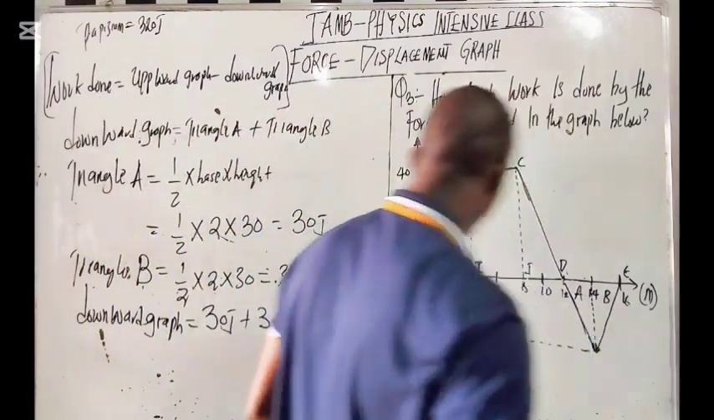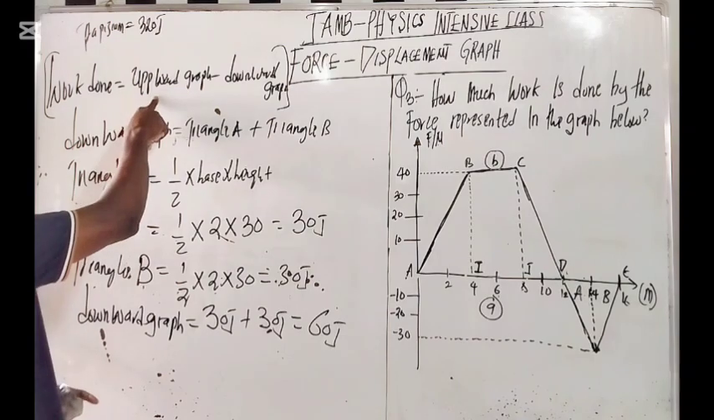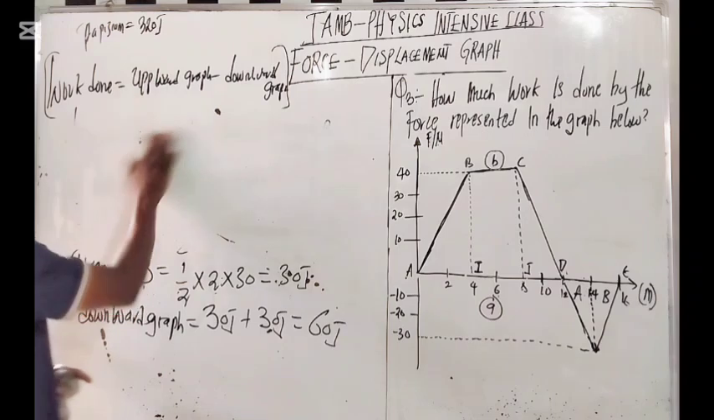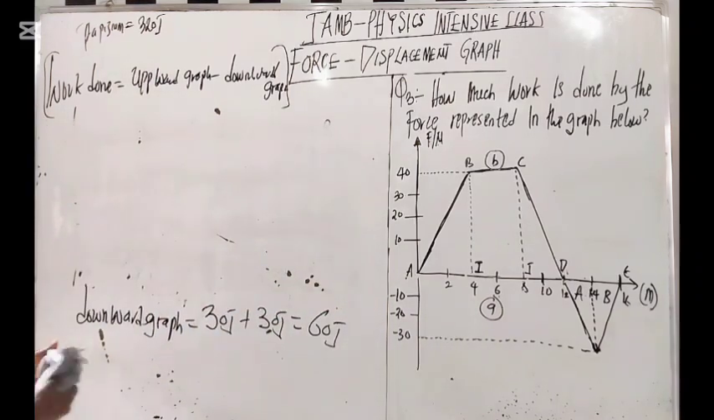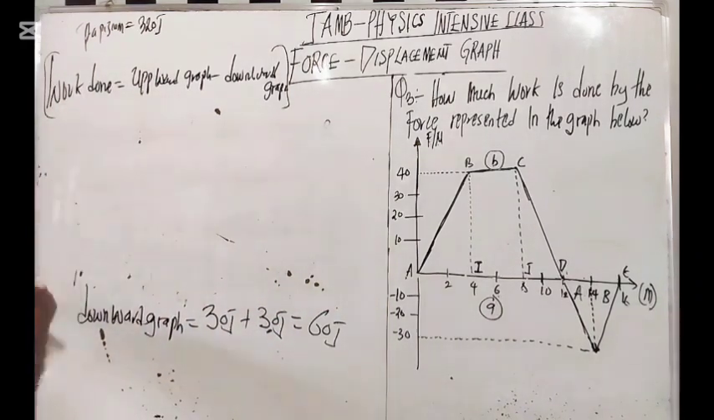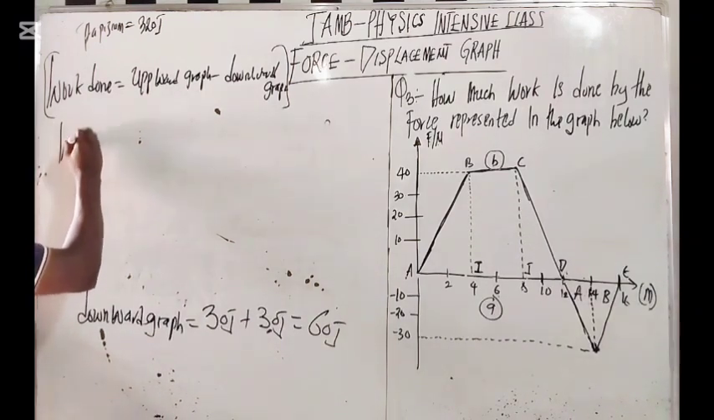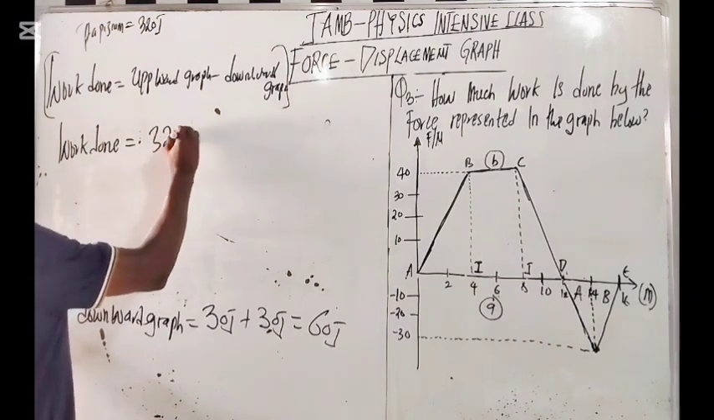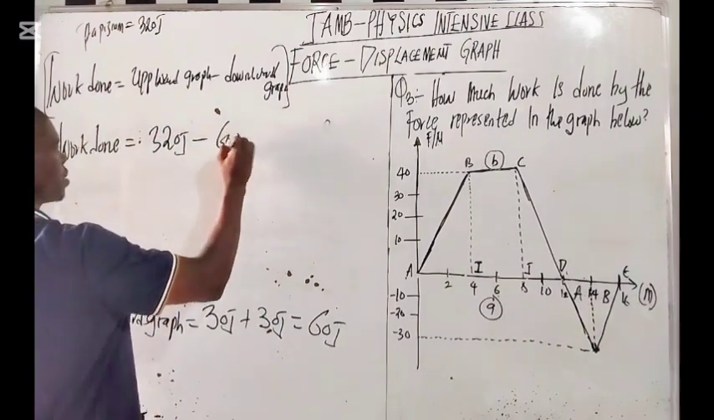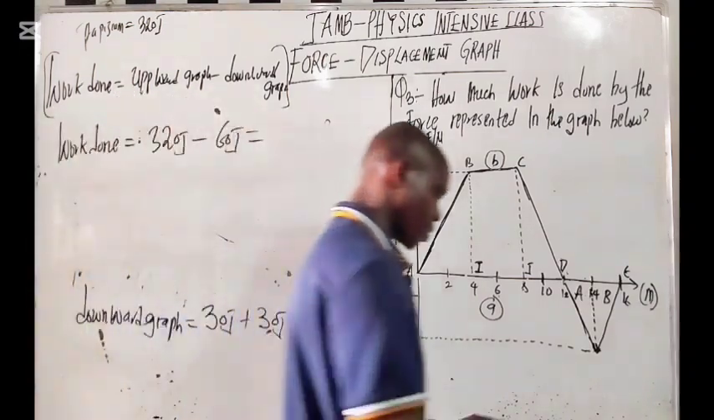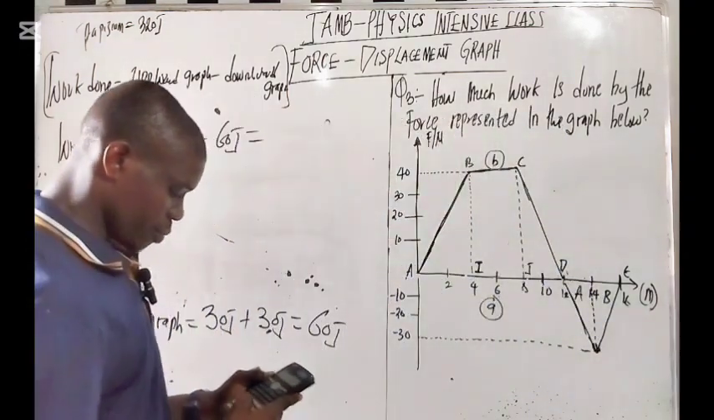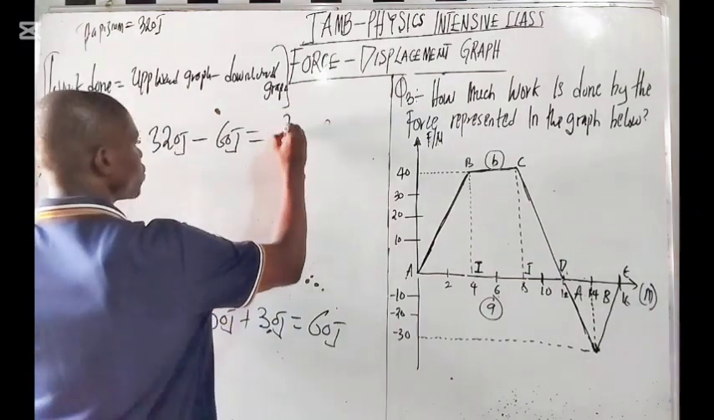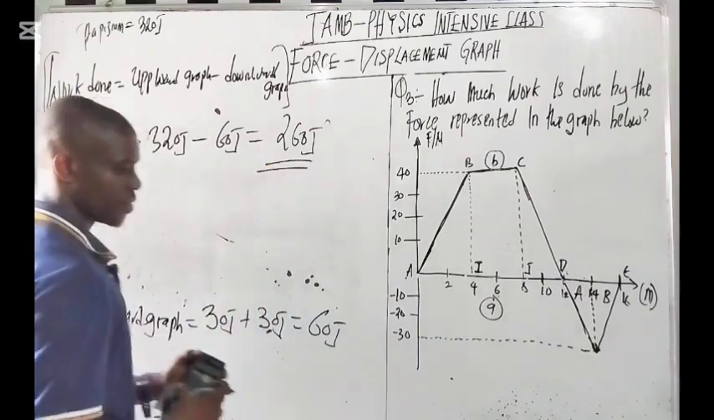So what will be the work done? Remember, I told you the work done involves the upward graph and the downward graph. Since we've got our upward graph and downward graph here, we just subtract. Here our work done is equal to upward, which is the trapezium, 320 joules, minus downward, which was 60. Let's subtract: 320 minus 60 is 260 joules. That is the answer.